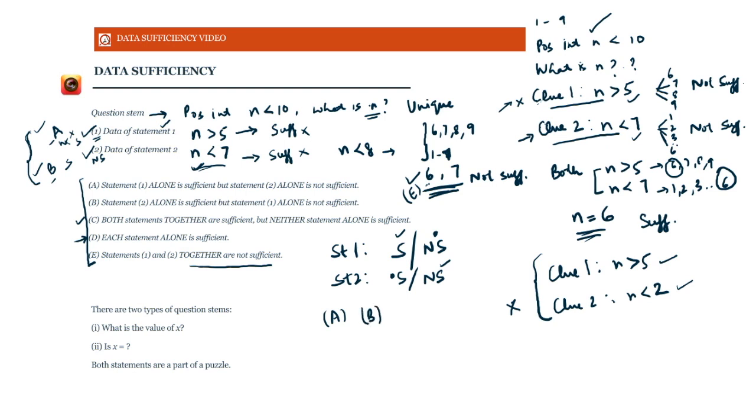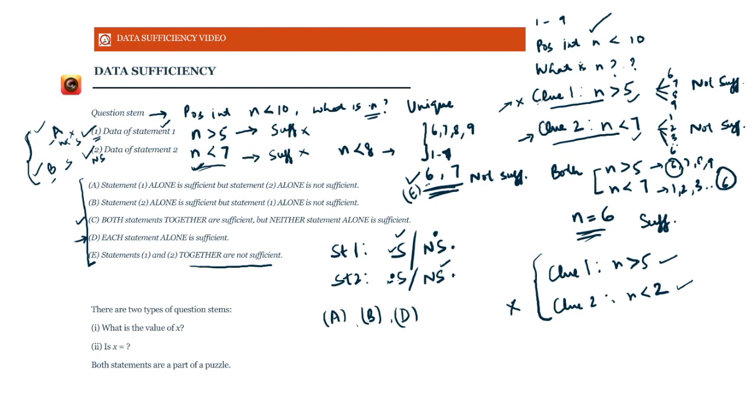That is, statement 2 alone is sufficient, but 1 is not. Then if I find out that each statement alone is sufficient, this and this both, then my answer is D, that each statement alone is sufficient. If I find out that neither statement alone is sufficient, then I go on to another step.